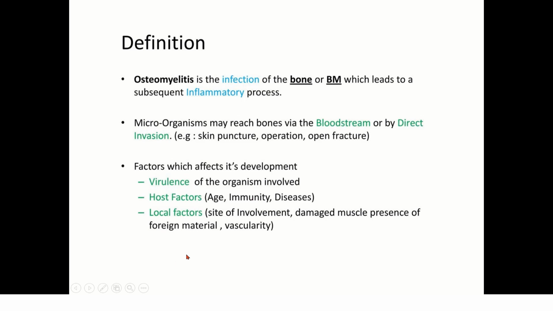The factors which are in relation to osteomyelitis are the virulence of organisms. Highly virulent organisms will cause severe form of disease. Host factors, age, immunity. Immunocompromised people are more prone to the disease. Local factors like site of involvement, if there is any damaged muscle, and if there is any problem with the vascularity.